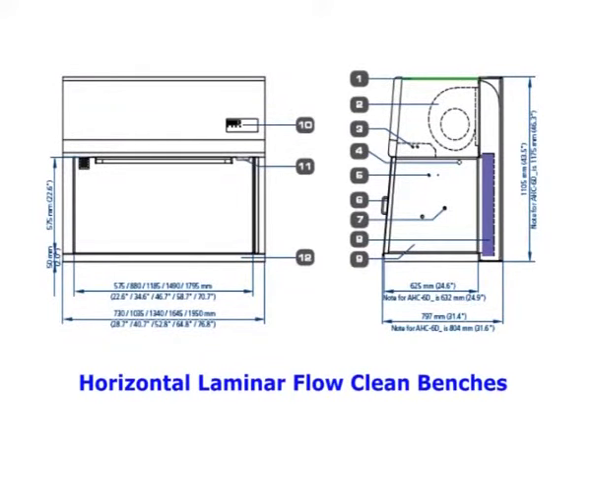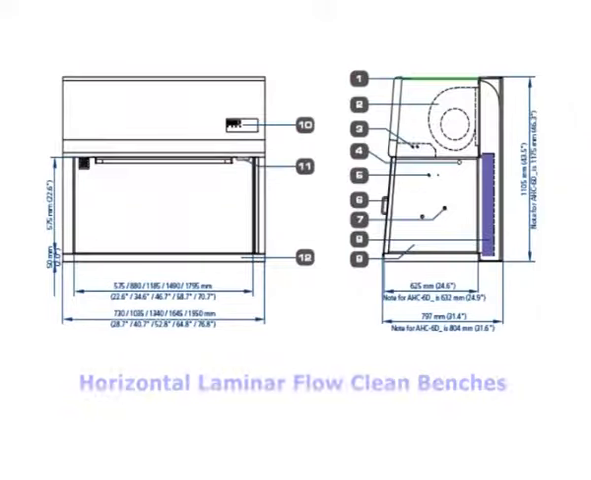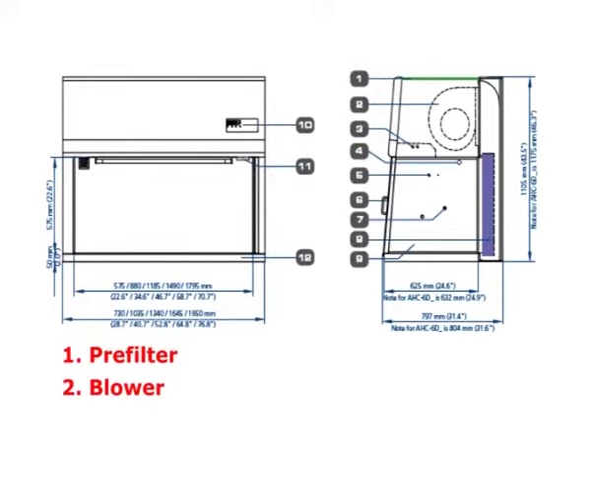Figure 2 shows the working of the horizontal laminar flow clean benches, and figure 3 shows the working of a vertical laminar flow clean bench. In the horizontal laminar flow bench, the main important thing is the pre-filter and the blower, which you can see in the topmost part, shown on the right side of figure 2, by points 1, 2 and 3. The first is pre-filter, second is blower, and third is the fluorescent lamp.